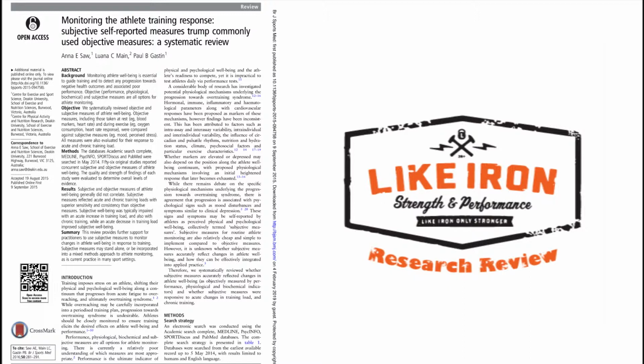We can get into what they found. Basically, surprisingly, or maybe not surprisingly, depending on how versed you are in this literature, the subjective measures were a little bit more reliable, and also they were more responsive to changes in training load. So, Wes, what are the thoughts you had on this paper?